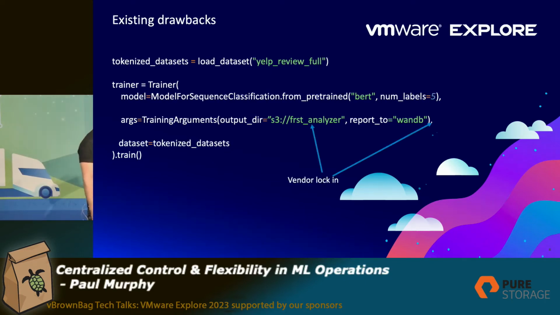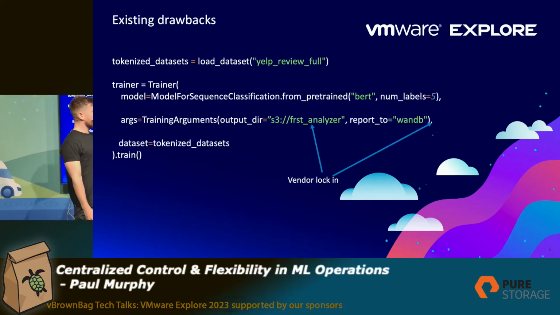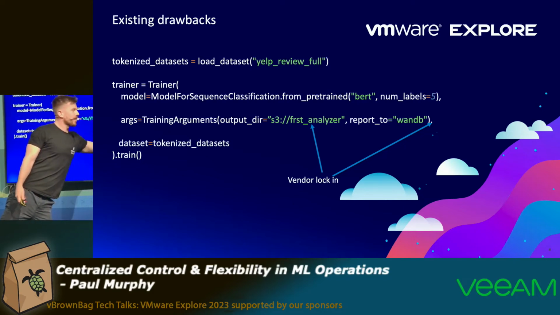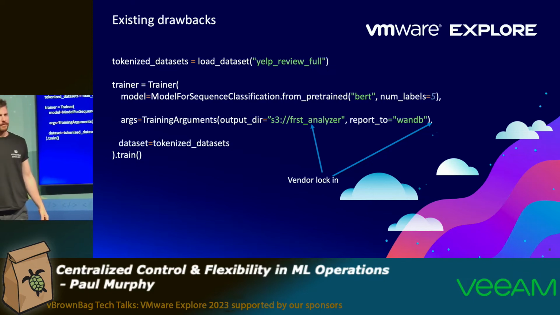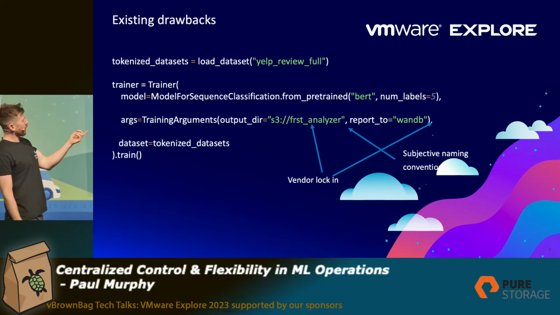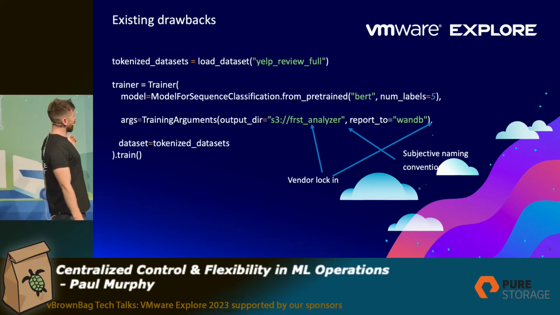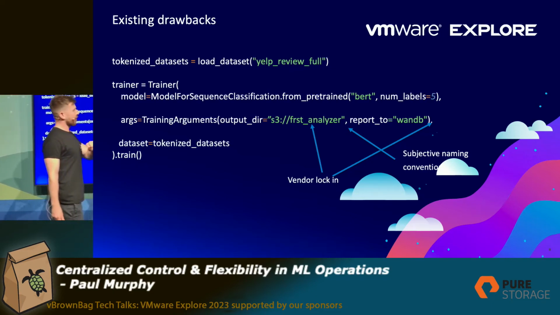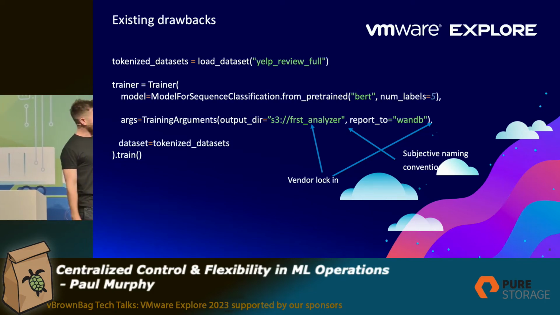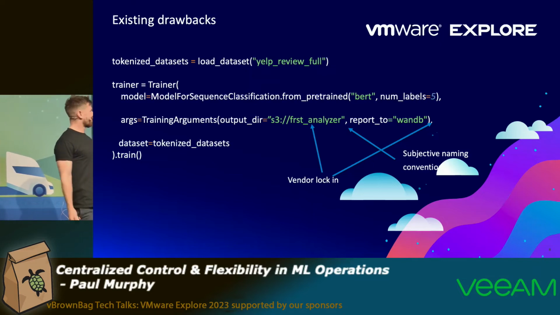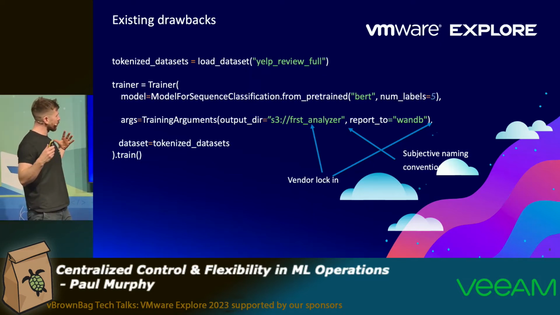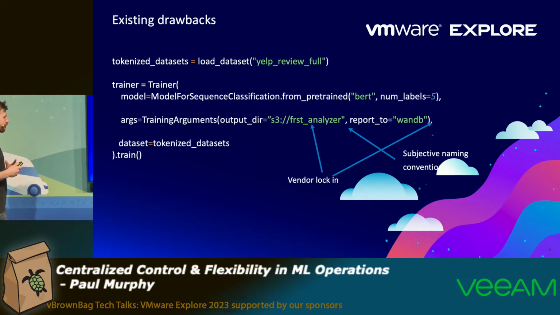First of all, there's vendor lock-in here. The machine learning engineers hard-coded S3 here, and they've hard-coded the reporting platform as WMB. And also there's a very subjective naming convention here. I named it First Analyzer because it's my first review sentiment analyzer. But that won't really make sense to someone 6 months from now. So in an organization, you want a much more standardized approach here.